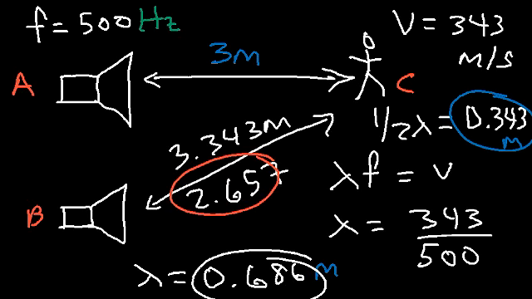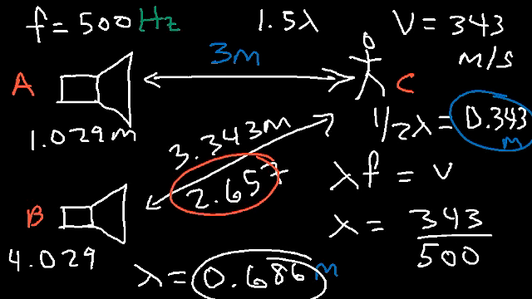Also, if it differed by 1.5 of a wavelength, destructive interference will occur as well. So if we multiply 0.686 times 1.5, we would get 1.029 meters. So if you add 3 to it, destructive interference will occur at 4.029 meters, or if you take away that number from 3, 3 minus 1.029, that's 1.971 meters. Destructive interference will occur at that point too.